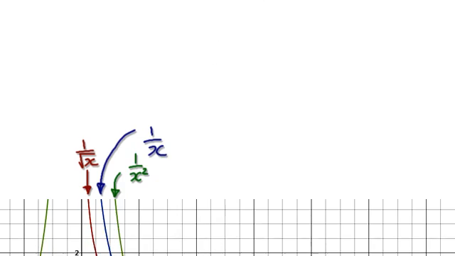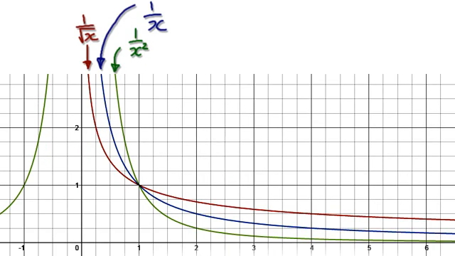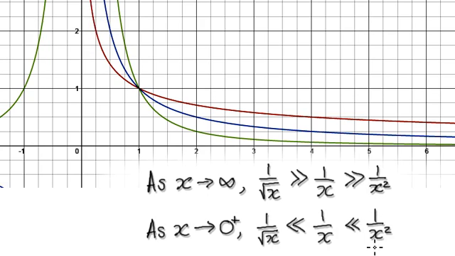Now I'm going to try and give you a summary of what we've done so far. Here we've got a graph of 1 over the square root of x, that's this red line here, 1 over x, that's this blue line here, and 1 over x squared, that's this green line here. Now I'm going to state the obvious.